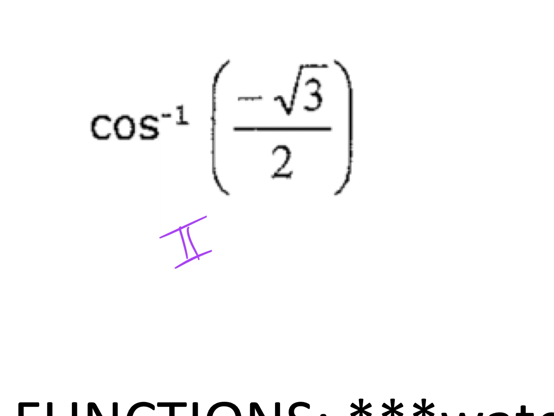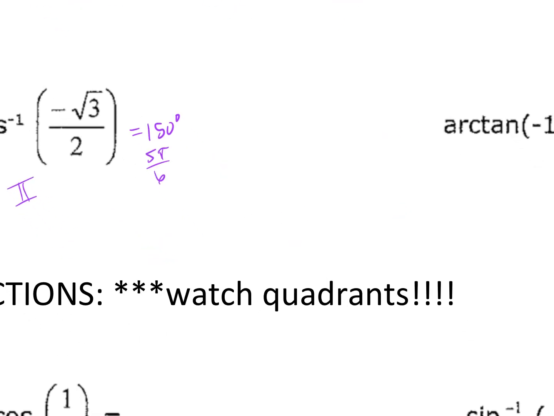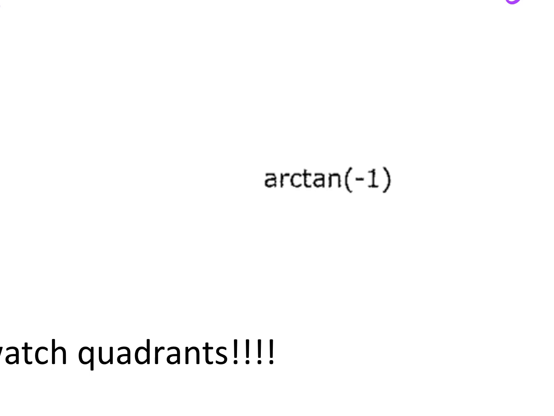Okay, you were just right there. You should know by now I'm not going to let you say that. Okay, we're in quadrant 2, we decided, and we're looking for where the cosine, or the x, is negative square root of 3 over 2. So 150. There you go, 150 degrees, or 5 pi over 6. Okay, and arctan of something negative, which quadrant, Colby?